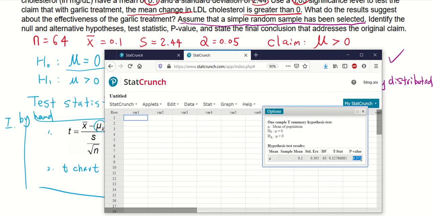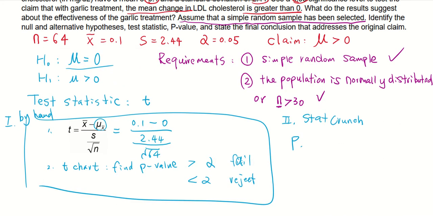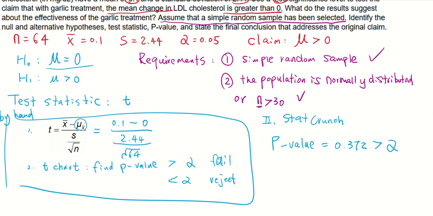You can see the p-value is right here. It gives you the p-value, 0.372. That's your p-value. I'm going to write it down here. P-value is 0.372. Now you compare this p-value with your alpha. It's pretty obvious that this p-value is greater than your alpha. So what does it mean? This is a right tail test, right? So for this test, your p-value is 0.372, and your alpha is 0.05, this is your alpha.